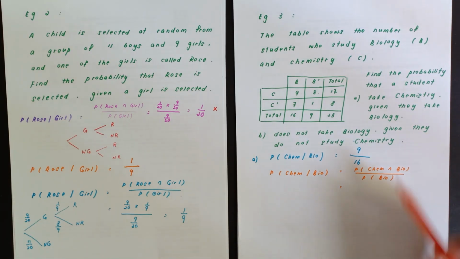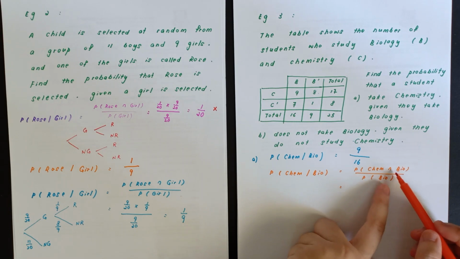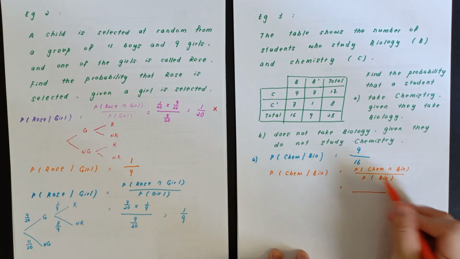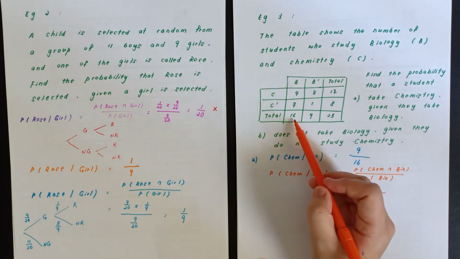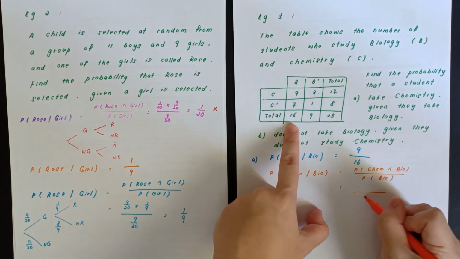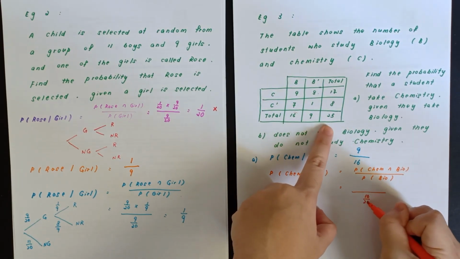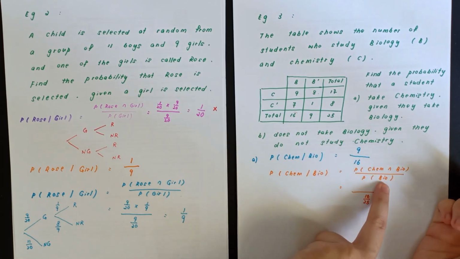So what I need to do is start with the probability of biology first. The probability for you to get someone who takes biology is 16 over 25. Correct? That is the probability of biology.